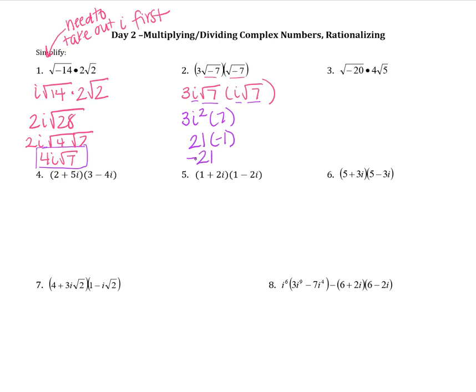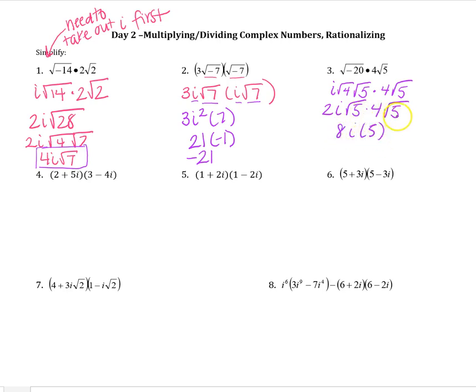So, very important. Then for 3, you would have i square root of 4 square root of 5 by breaking down my 20 into 4 times radical 5. Square root of 4 is 2, so I have 2i square root of 5 times 4 square root of 5. So 4 times 2 gives me 8. Square root of 5 times square root of 5 is just 5. So this simplifies to 40i.